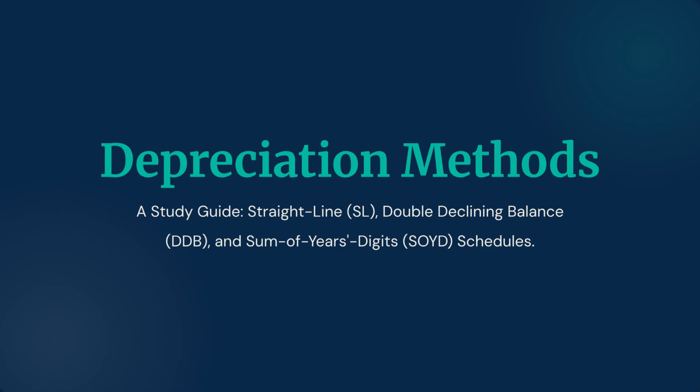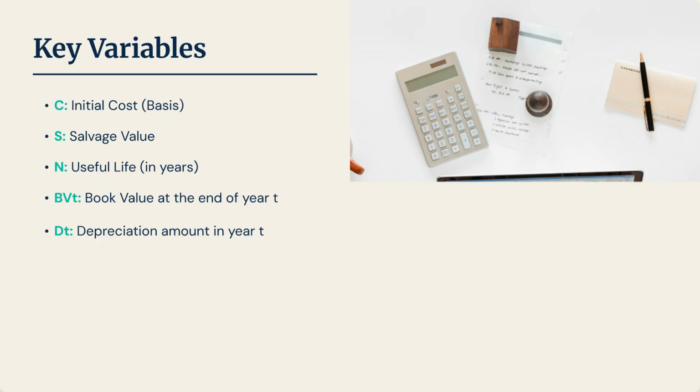Welcome to this study guide on depreciation methods. We will cover the straight line, double declining balance, and sum of years digits schedules. First, let's define the key variables used in depreciation calculations.